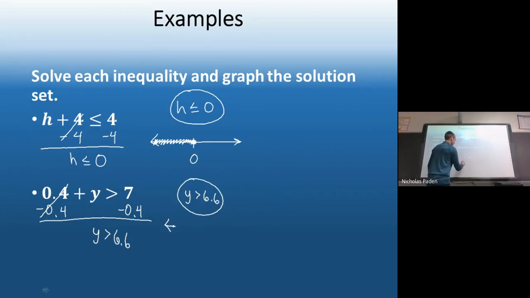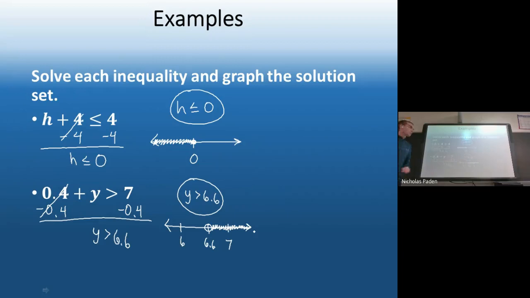So on my number line, just for a visual, I'm going to put 6 on one side and 7 on the other. And 6.6 is in between, close to halfway, but just a little bit closer to 7. Y is greater than, so there's no equal to sign, which means it's going to be an open circle. And since Y is greater than 6.6, greater than means we shade to the right. So I'm going to shade this line to the right. So that's what my solution set and the graph will look like.